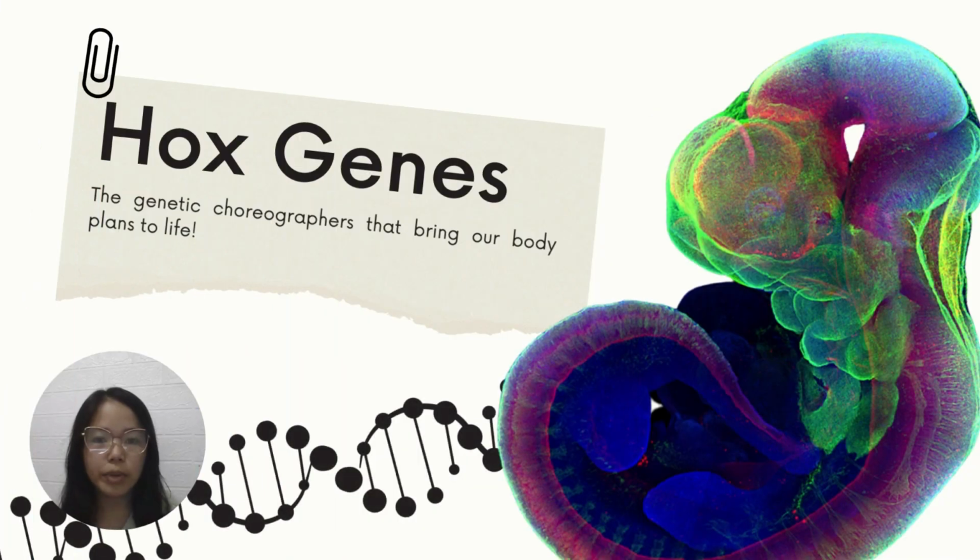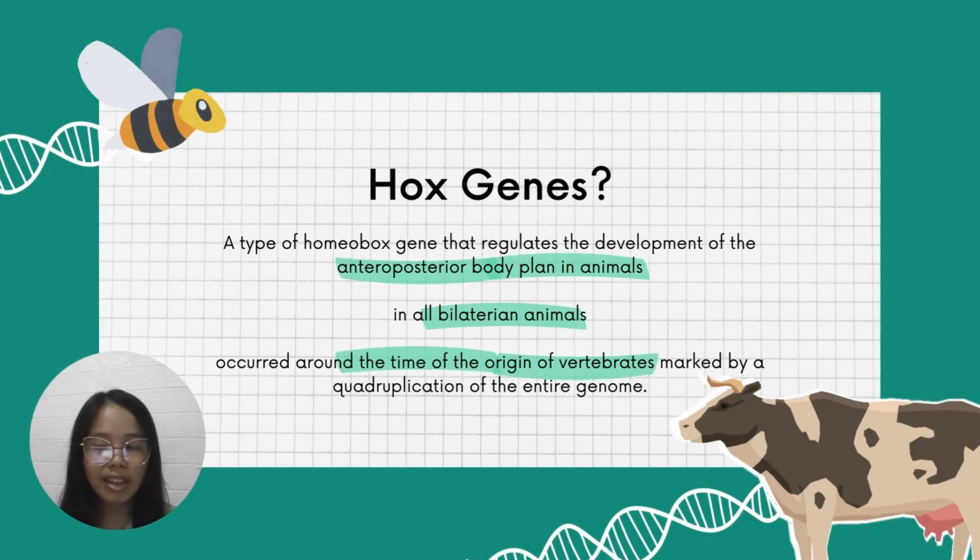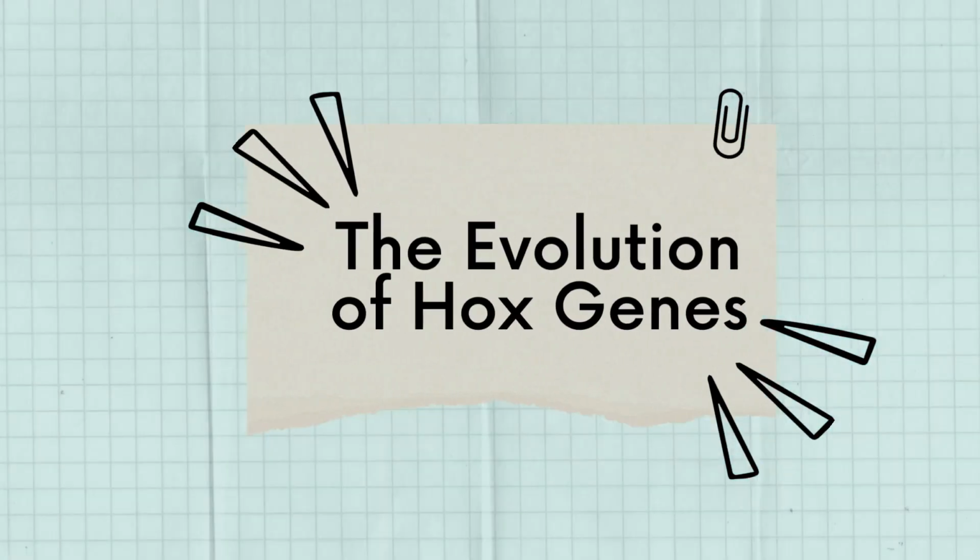So, our new topic is about Hox genes, which are the genetic choreographers that bring our body plans to life. So, what exactly are Hox genes? It is a type of homeobox gene that plays a crucial role in the anterior-posterior patterns exclusively in animals, specifically bilaterians. It is said to have occurred around the time of the origin of vertebrates, which was marked by a quadruplication of the entire genome.